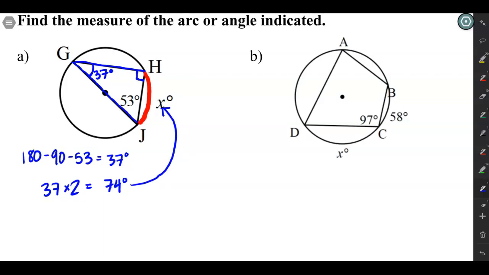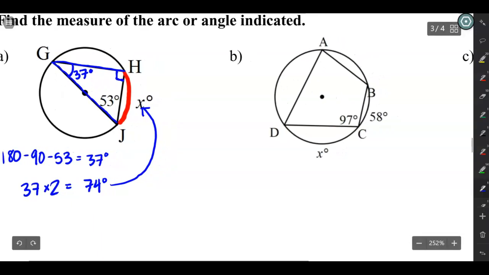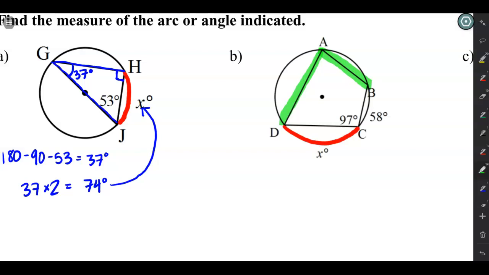Okay, let's go ahead and move on to the next one. I'm again going to highlight in red the piece that I'm looking for. So I'm trying to find the measure of that arc, the arc DC. Now there's a couple different ways that I might be able to think about this, but here's one way. If I could figure out what the measure of angle DAB was, that would tell me what the measure of the entire arc DCB is.